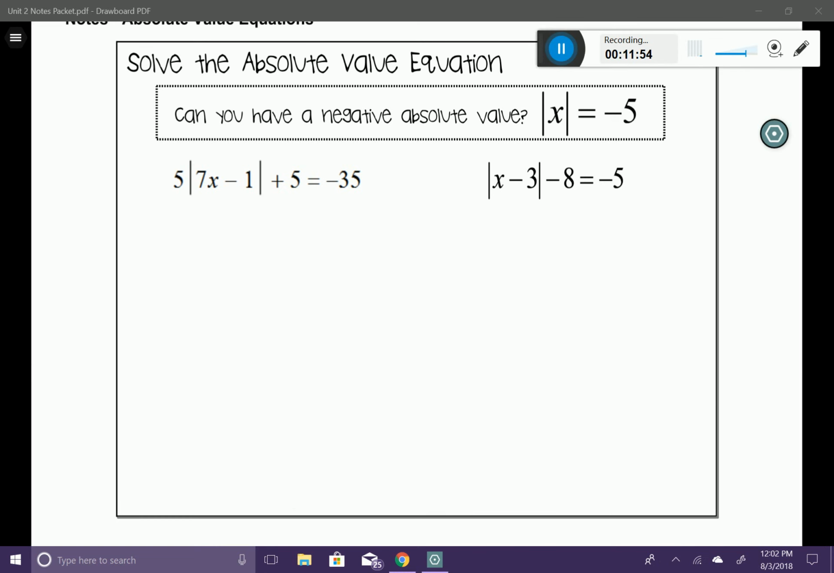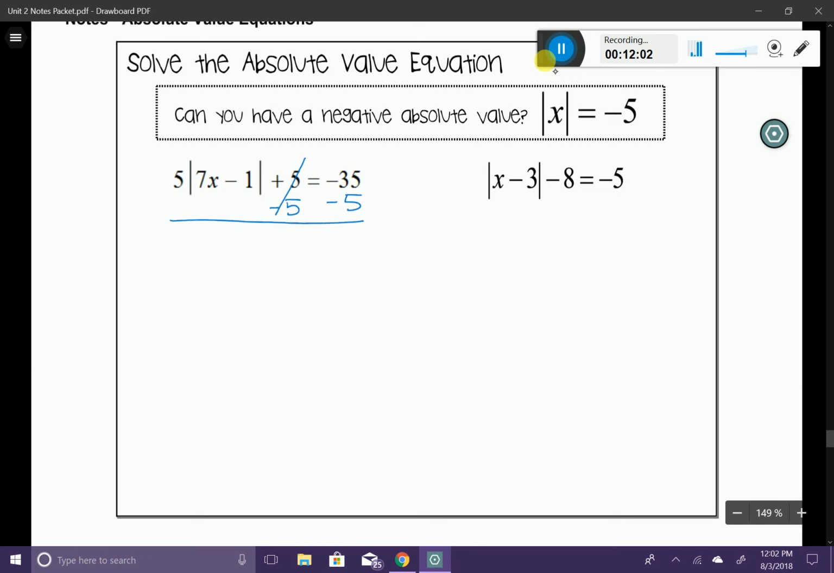So let's go ahead and I'm going to start by subtracting 5, just like I would in any of these problems. By subtracting 5, I'll be left with 5 absolute value of 7x minus 1 is equal to negative 40. I'm going to continue on just like normal. It is interesting that that number is negative, but let's see what happens. Let's go ahead and divide both sides by 5. My 5s will eliminate, and I'm left with 7x minus 1 in the absolute value bars, and that's going to equal negative 8.